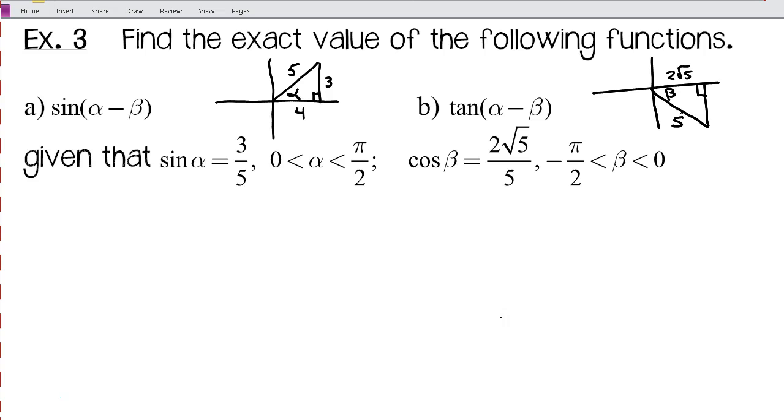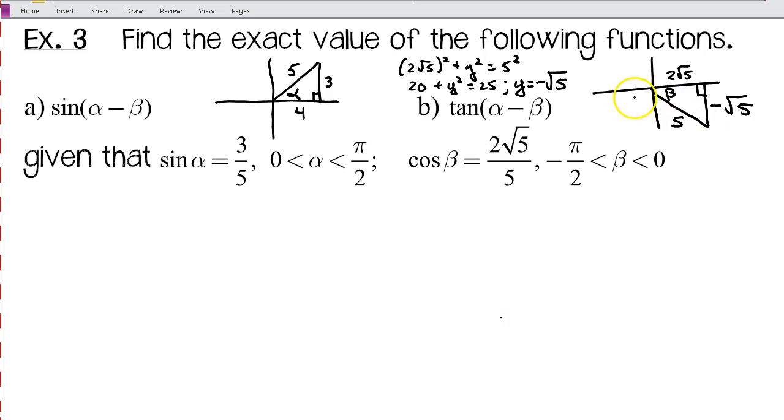And if we use the Pythagorean theorem again to find what the other side is there, we're going to have 2√5 squared plus y squared is equal to 5 squared. So 2√5 squared is 2 squared is 4, times square root of 5 squared is 5, so 4 times 5 is 20. Plus y squared is equal to 25. So we'll subtract 20 from both sides to get that y squared is 5, which means that y is the square root of 5. And since we're in the fourth quadrant, the y is going to be negative. So this is going to be negative square root of 5.